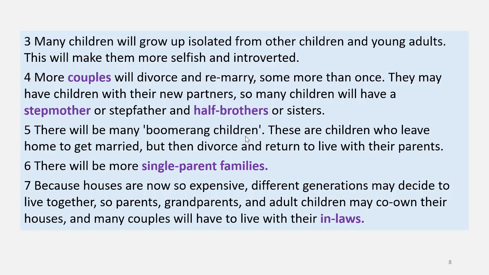And for question number 3, do you think it will be a good thing or a bad thing for prediction 5? There will be many boomerang children. These are children who leave home to get married, but then divorce and return to live with their parents. For this, I already told you, it is good. Okay. And for prediction 6, there will be more single parents and families.